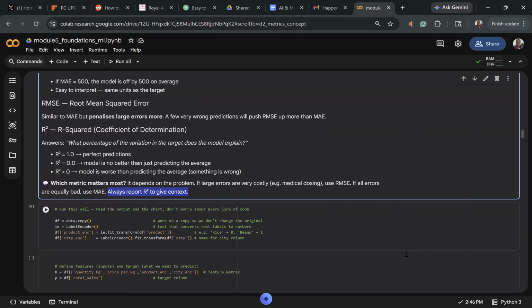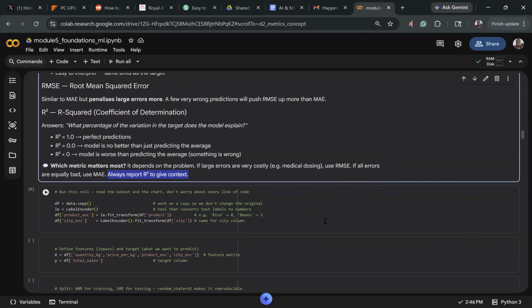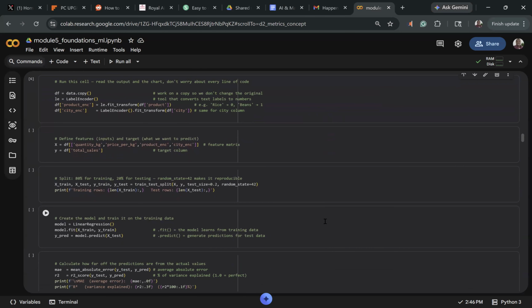So let's look quickly at how to do regression analysis. Remember we have our data, so we can put it in a DF here.